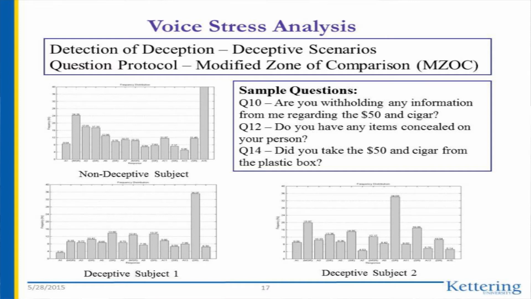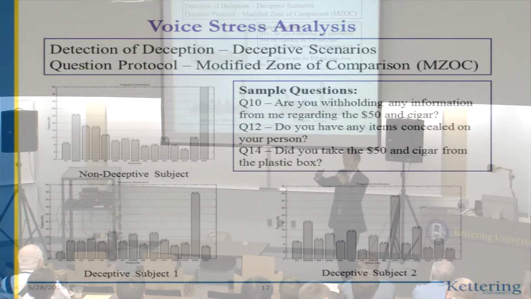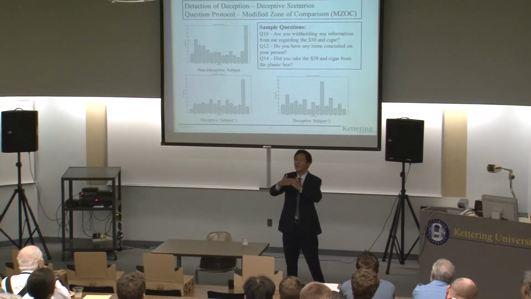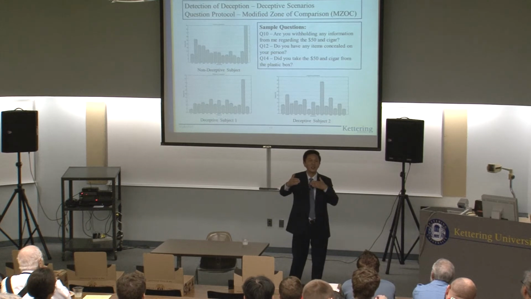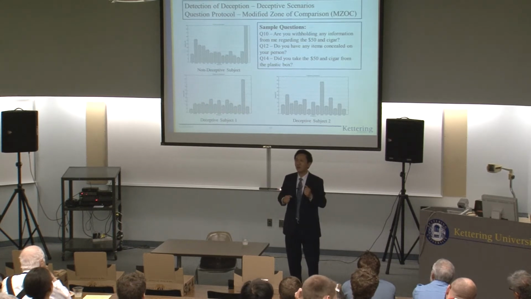For the interview process, we used what we call the modified zone of comparison, or MZOC, which is basically interleaved questions. Let's say you have a set of 15 to 20 questions. One question is irrelevant: How you doing? And then the second question would be relevant to that: Did you steal that $50?